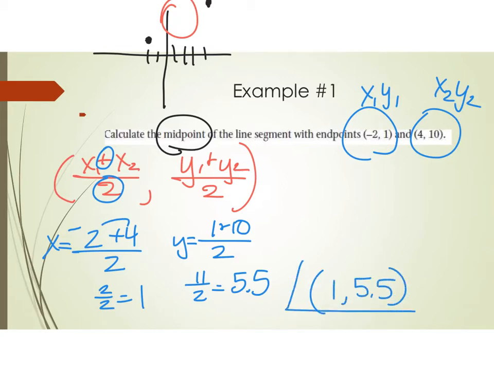Before you just jump and go to the next one, let's go up here and see if 1, 5.5 makes sense. Again, this is a bad sketch, but it's between -2 and +4, so 1 falls in place, and between +1 for a y value and +10 for another y value, a 5.5 sounds actually halfway in between those. Imagine that.